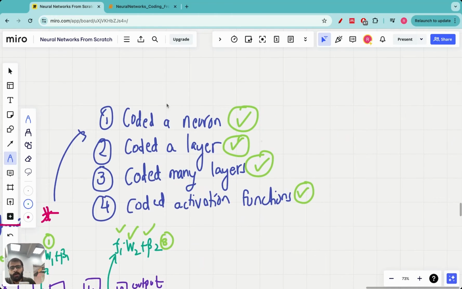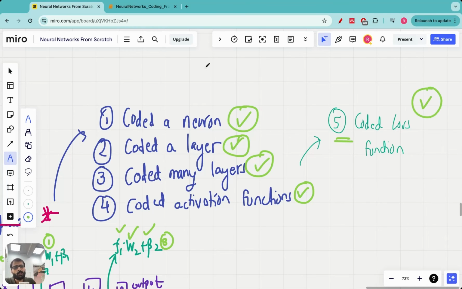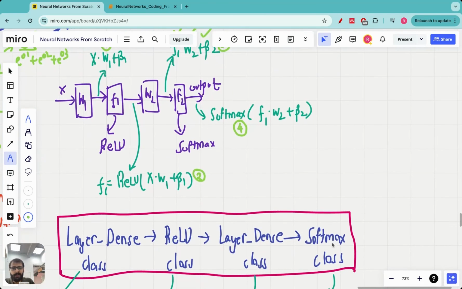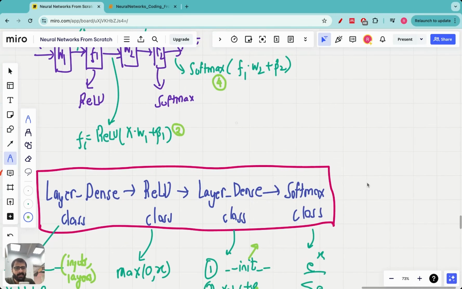Okay, so we have coded a neuron, we have coded a layer, we have coded many layers, we have coded activation functions. Now we have also coded a loss function. And now we are ready to make a forward pass with this loss function. In the last lecture, I already showed you how to make a forward pass without the loss function. So you chain the layer dense class with the ReLU class, with again a layer dense class with the softmax class. Now we will add the loss function also here.